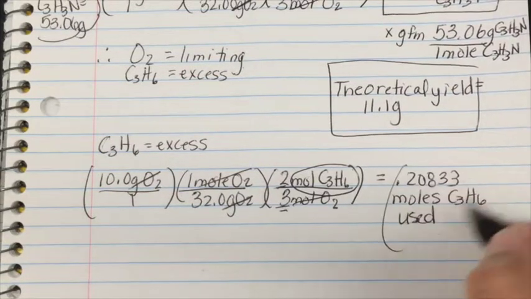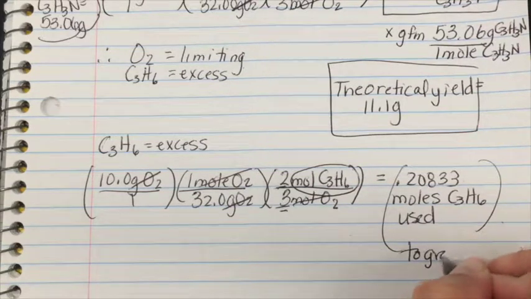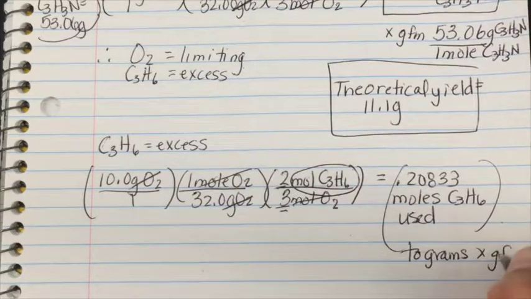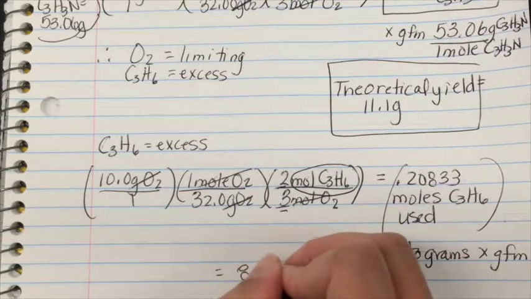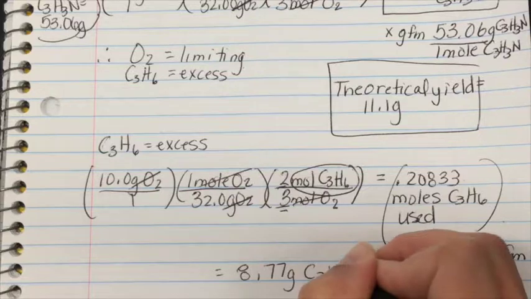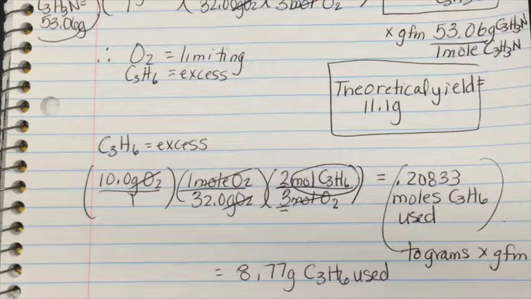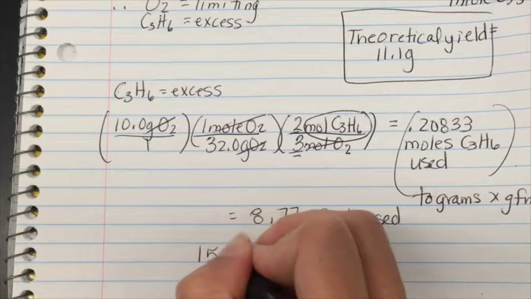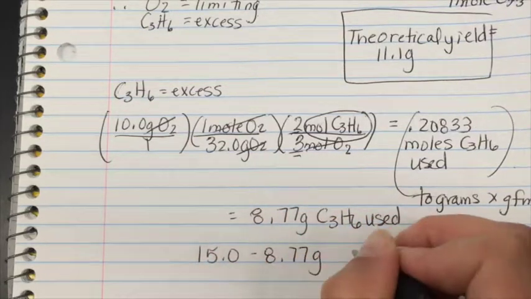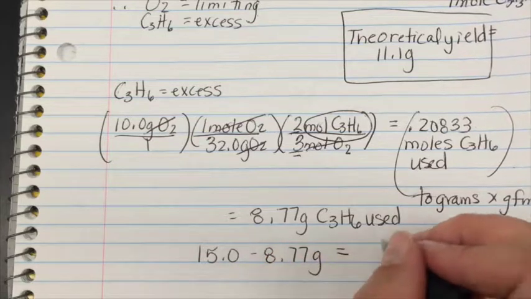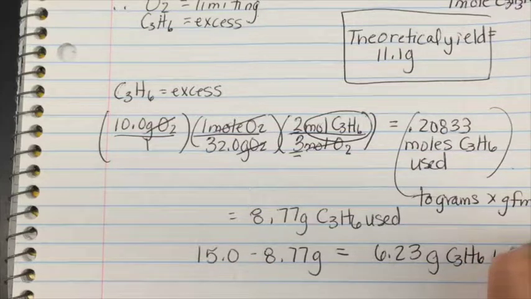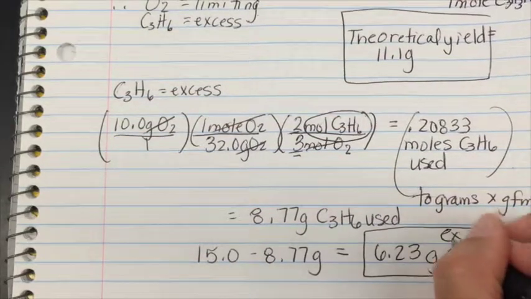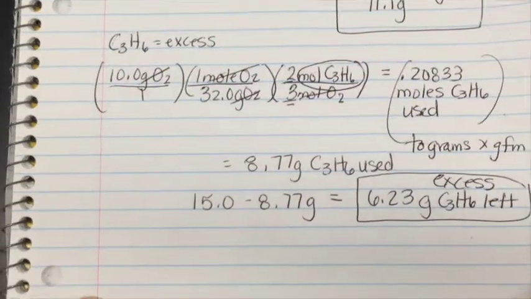So now, if I convert this to grams by multiplying by the GFM, which we have written over here as 42.08, I find out that 8.77 grams of C3H6 was used. We know that we started with 15 grams, so we subtract. That means that there's 6.23 grams of C3H6 left in excess after the reaction.